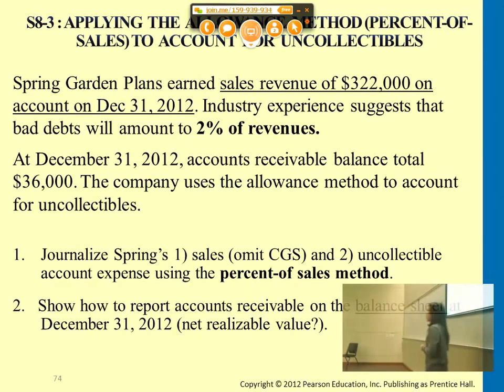First entry here, how did we journalize sales? Where do we debit? What do we credit then? We definitely have accounts receivable, since this is a credit sale. That's why we're doing accounts receivable, and collectibles. And then the right-hand side, we would be crediting sales revenue.